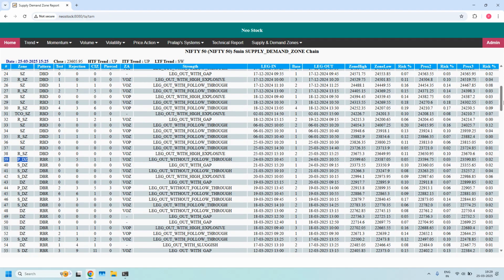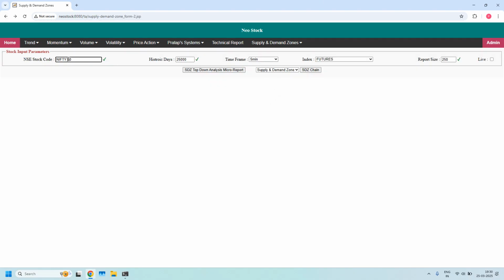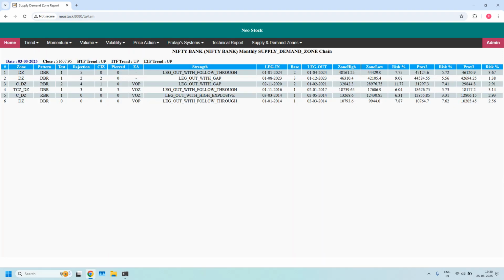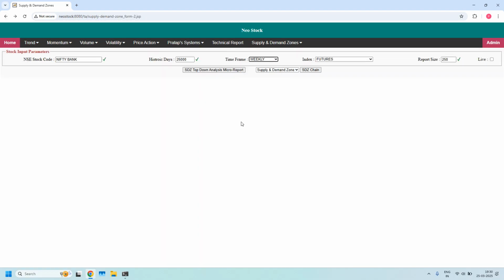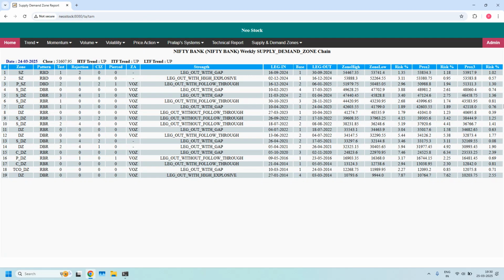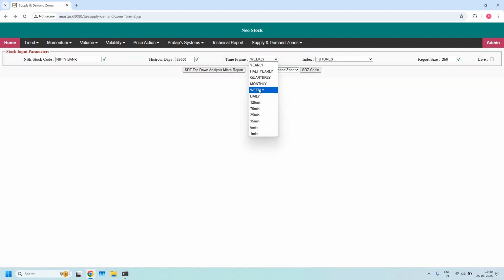Next we will look into Bank Nifty supply demand zone chain. That is nothing but Nifty Bank. So I am generating monthly supply demand zone chain for Bank Nifty. Next, weekly supply demand zone chain for Bank Nifty. Next, daily supply demand zone chain for Bank Nifty.